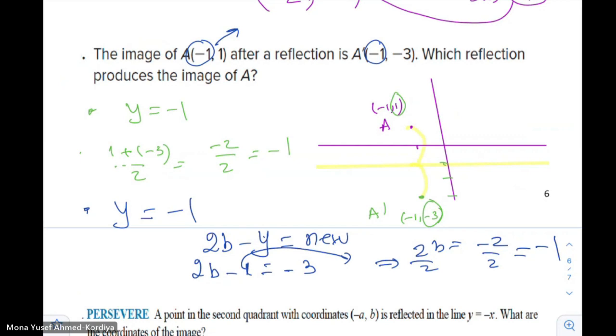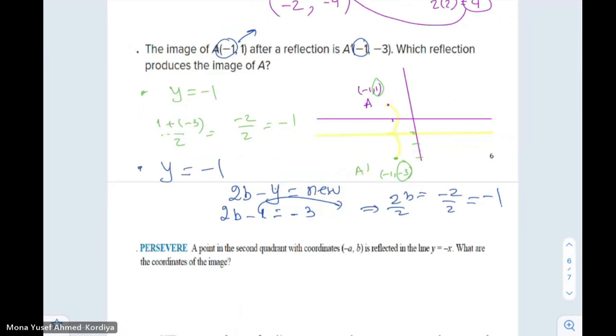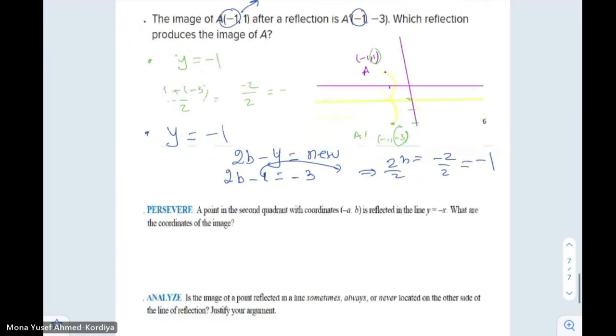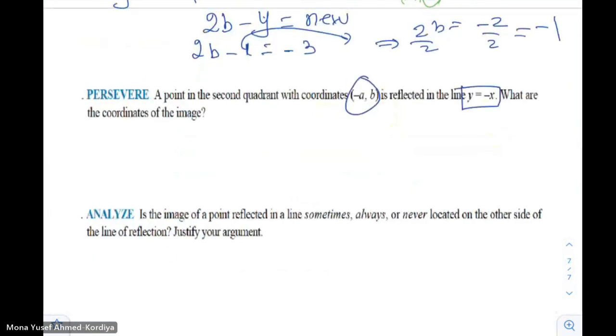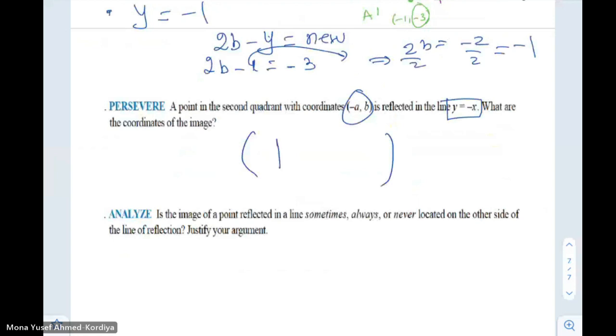Let's see here, a point in the second quadrant with coordinates (minus a, b) is reflected across y equals negative x. Remember, for y equals negative x, we are reversing everything. First step, interchanging x and y, then reverse the sign. So it will be (minus b, a).